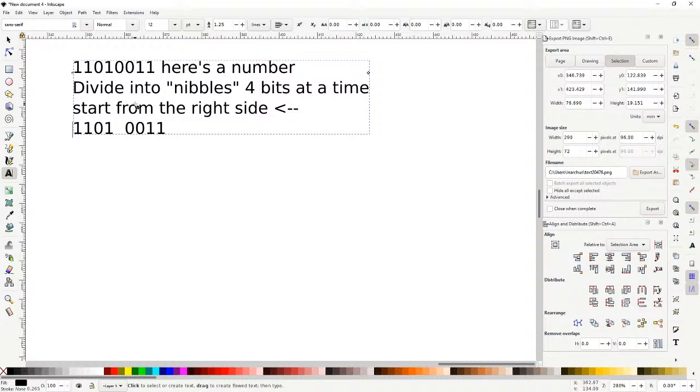So here this is 8, 4, 0, 1. So 8 plus 4, this is 13. 13 is what? A is 10, B is 11, C is 12, D is 13. So this is D. And 0011 is 3. So the hexadecimal number that we get is D3.